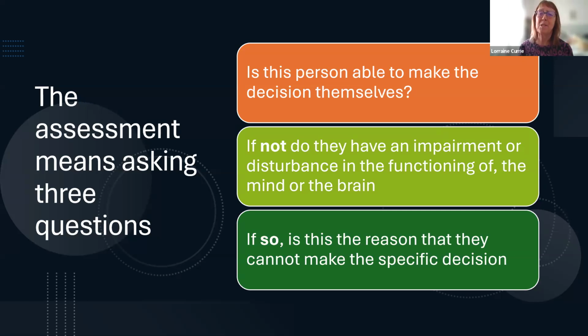So what do we mean if we say that somebody's not able to make a decision? Again, we're going over the groundwork of how we carry out an assessment of capacity. At its simplest, we're asking this first question: is the person able to make the decision for themselves? Then the second question: if not, have they got an impairment or disturbance in the functioning of the mind or brain? And if so, is that the reason they can't make the specific decision? At its simplest, this is an assessment of capacity. It might be a day-to-day decision, so we might ask these three questions and make a very simple note, or it might be a more complex decision, and we might ask these three questions and make a much longer, formal, written record of that.